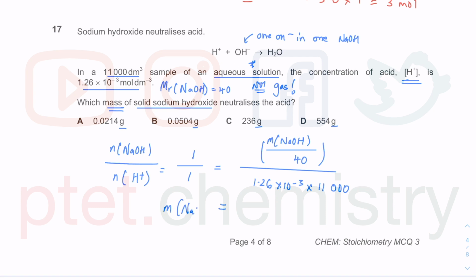So the mass of NaOH here will be in gram, because mass in gram divided by the Mr in gram per mole will give me the mole of NaOH. Rearranging my equation, so move everything down there, up there. So this is just your rearranging equation and your cross multiply. So I get 554.4 gram. So there's option D there.